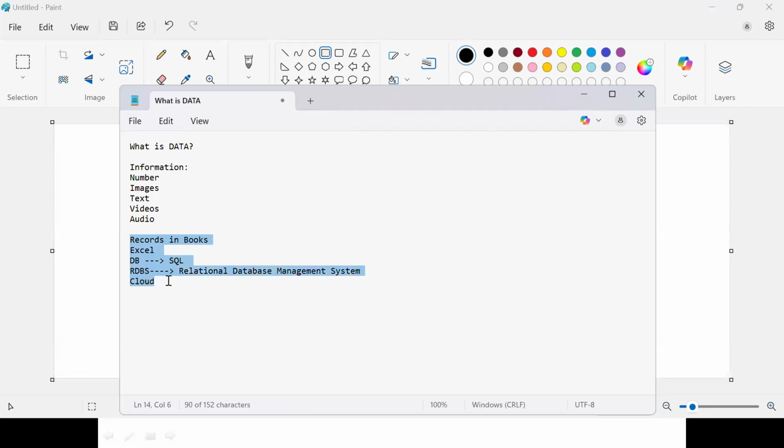So yes, this is how the flow happened. First, initially they started with records in books, and then Excel was introduced, and then database, and then RDBMS, now the cloud base. And let me show you how Microsoft is handling that data, how the servers will be placed. Let me show you that. Storage location. It has a huge, if you see that.